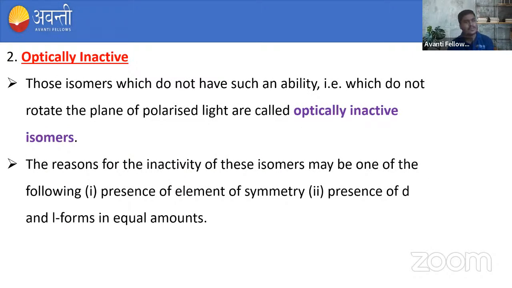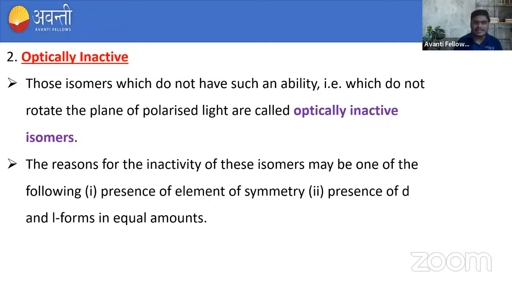Now, what is optically inactive? What do you mean by this term, optically inactive? Those isomers which do not have such an ability, which do not rotate the plane of polarized light, are called optically inactive isomers. Okay?